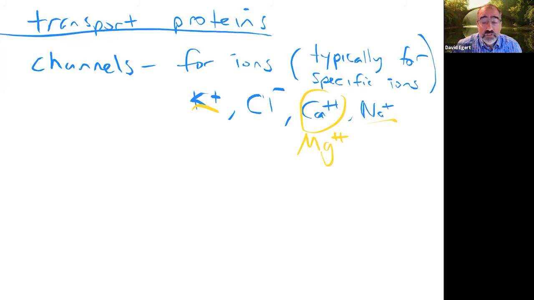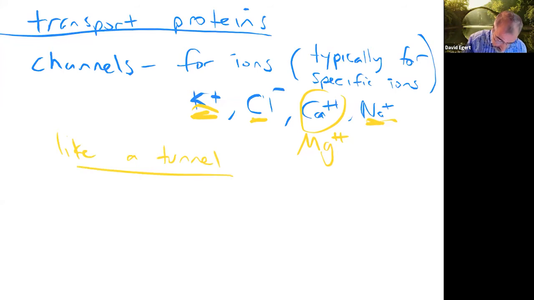But very often we'll have channels that are specific for a particular kind of ion. But again, they come in different flavors. I shouldn't say different types. But a lot of the more interesting ones we're going to see are going to be specifically letting in one kind of ion versus another. And they're like a tunnel. Once they open, things can move in or out.